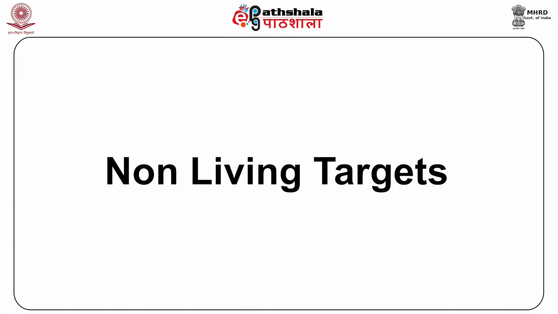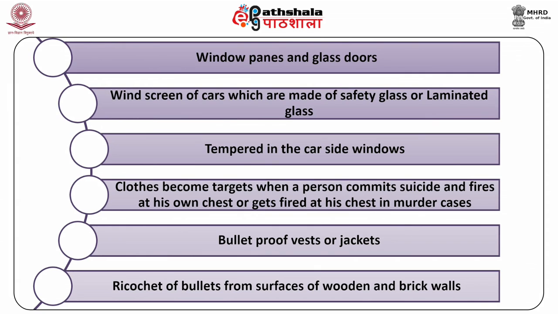Let us see what are non-living targets. Non-living targets frequently involved in murder or suicide cases are: number one, window panes and glass doors. Number two, windscreens of cars, which are made of safety glass or laminated glass. Number three, tempered glass in the car side windows. Number four, clothes become targets when a person commits suicide and fires at his own chest or gets fired at in the chest in murder cases. Number five, bulletproof vests or jackets. Number six, ricochet of bullets from surfaces of wooden and brick walls. It can take place from wall surface or from windscreen of cars as well.